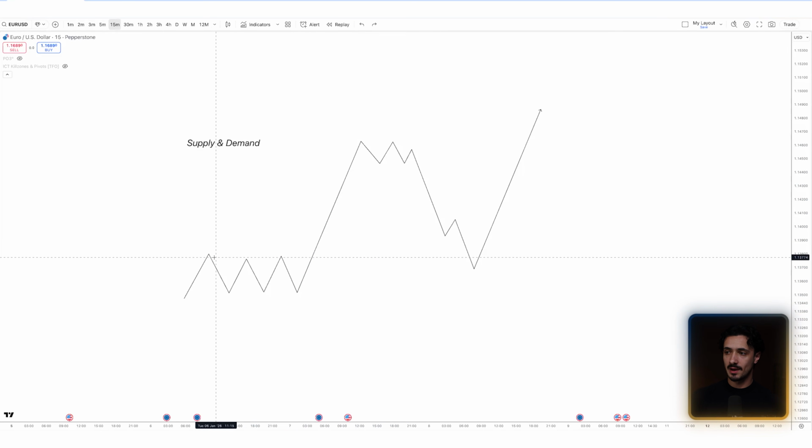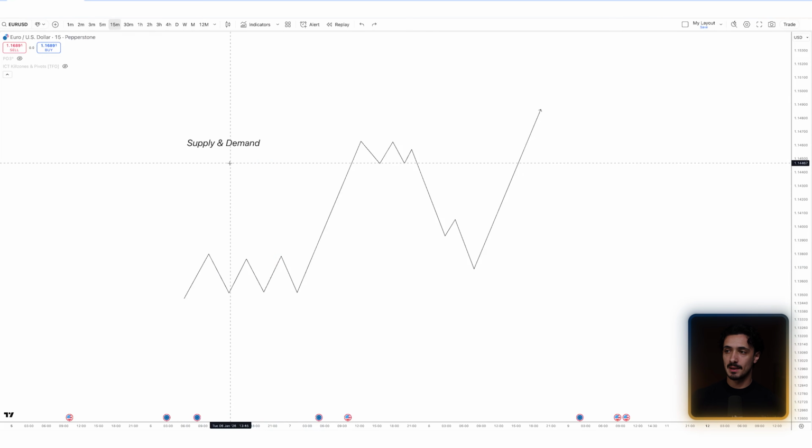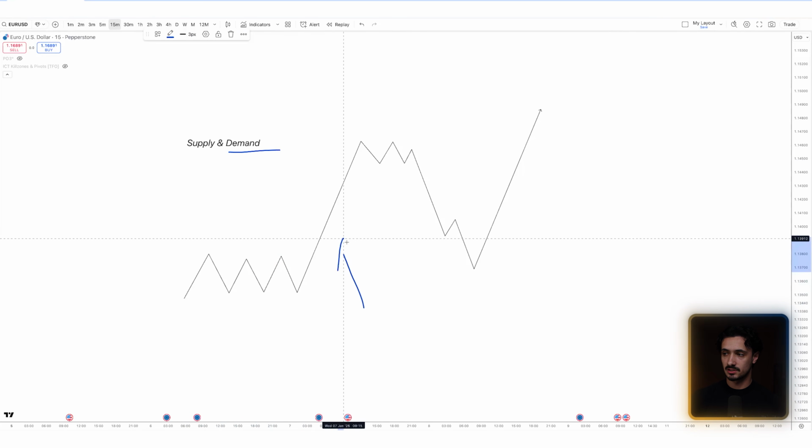So in a scenario where you have a range and then you have a bullish expansion, what that simply means is that supply has become short, so sellers have become weaker, and demand has increased. So demand has controlled price. That is why price is going to seek new sellers. That is essentially what's happening.